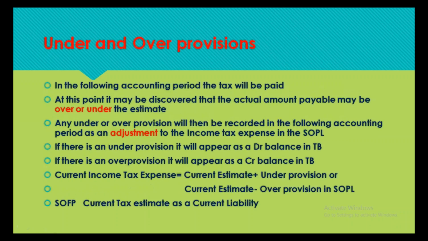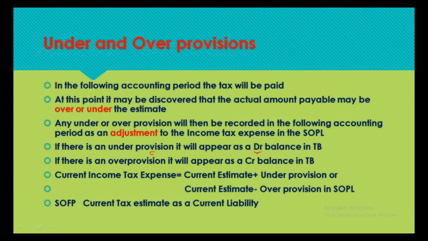When the next year comes, there may be an over or under estimate. Any under or over provision, you don't go and adjust it for the previous year. You adjust it for the next year. What you do is, if it is an under provision, it will appear as a debit balance. So in the trial balance, if it's an under provision, that means you have overpaid, and it will appear as a debit balance in the trial balance. This is very important that you know.